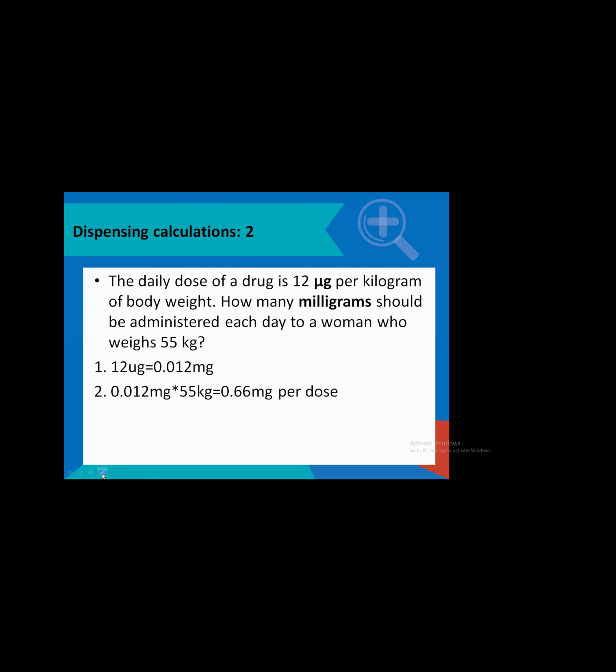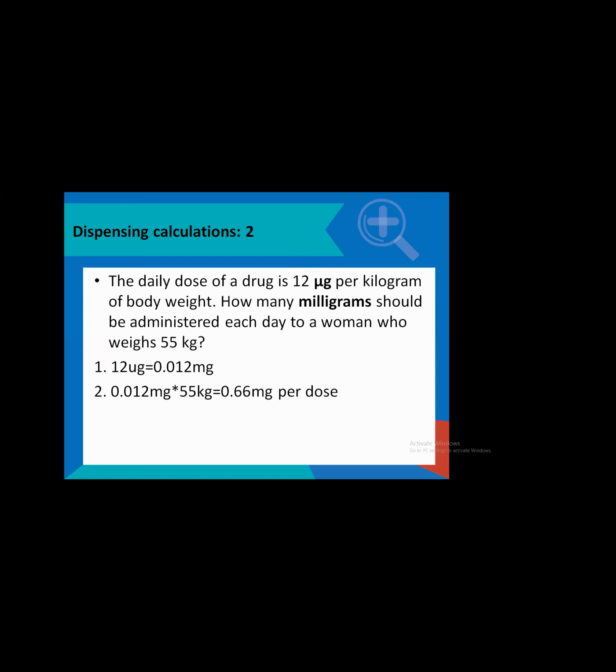The second question, and here we go again with the conversion. The dose of a drug is 12 microgram per kilogram of body weight. How many milligrams should be administered each day to a woman who weighs 55 kgs? Here already you must do the conversion first, because the dose is given to you as micrograms, but the question wants you to give it as milligrams, so you need to be able to convert from micrograms to milligrams to grams to kilograms.